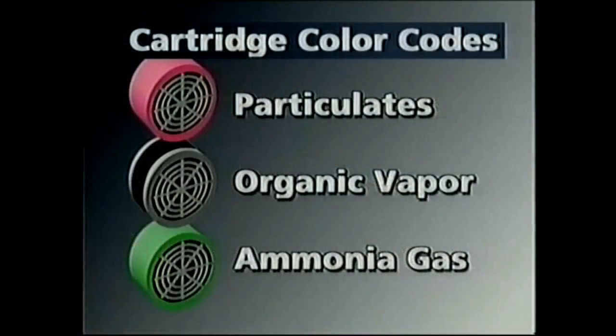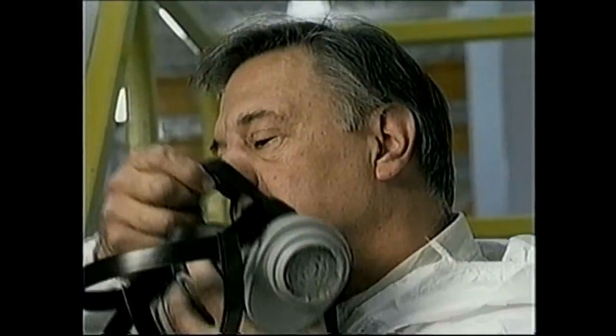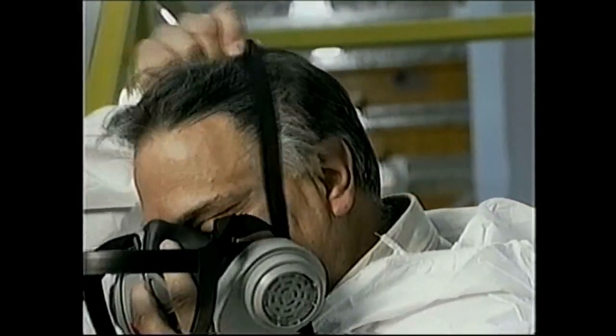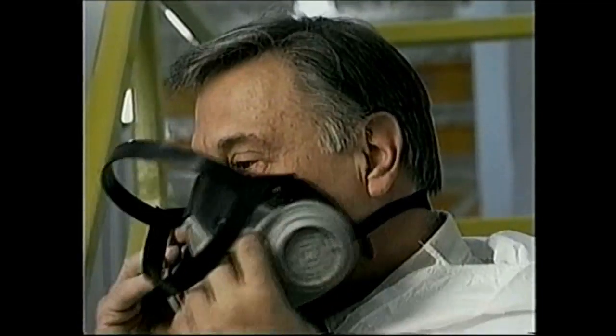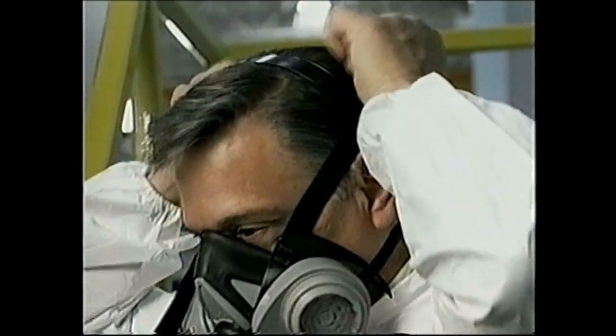The colors of these cartridges are significant. Each color represents a different category of contaminant. These standardized colors make it easy for a supervisor to make sure you're protecting yourself with the proper equipment. Like the disposable models, reusable air purifying respirators have two straps. To put them on, place the mask over the face. One elastic strap goes over your ears, the other strap goes under your ears.